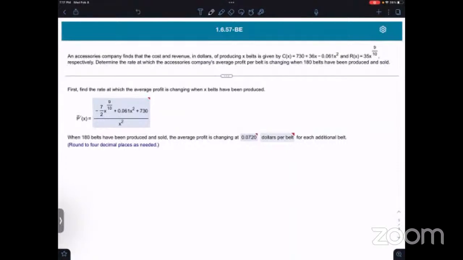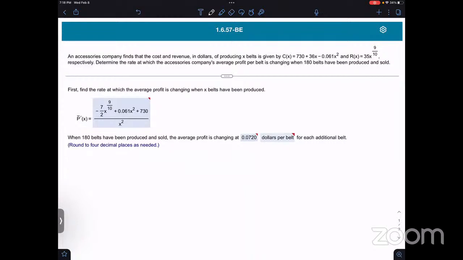Okay, so we had this question that comes from Calculus for Business. It says that an accessory company finds that the cost and revenue in dollars of producing x belts is given by this cost function and this revenue function, respectively. Determine the rate at which the accessories company's average profit per belt is changing when 180 belts have been produced and sold, right? So profit is what? Revenue minus cost. We have our revenue function, we have our cost function. They want the rate of change of the profit when we produce and sell 180. So let's go ahead and find our profit function and then take the derivative, right?